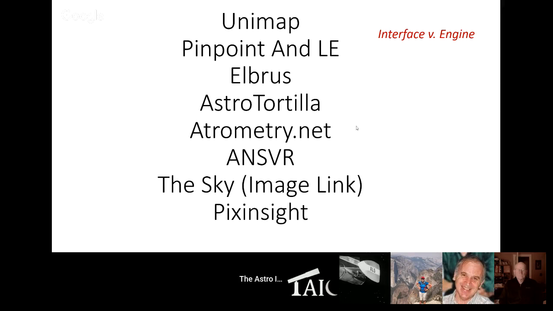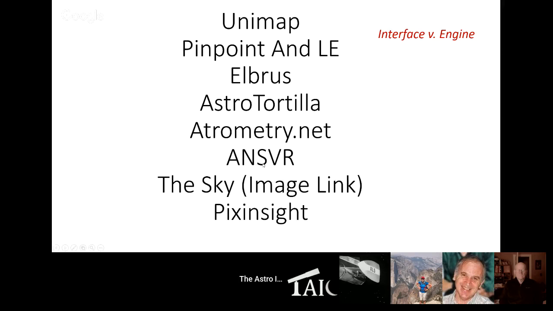So you upload a picture to them, they analyze it and send it back to you in 5 seconds or 35 seconds or 45 seconds or whatever it is, and they tell you where you are. ANSVR, which is Astronomy Net Server, is the local edition of this.